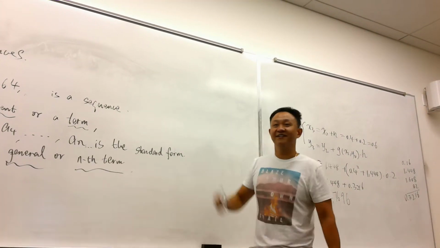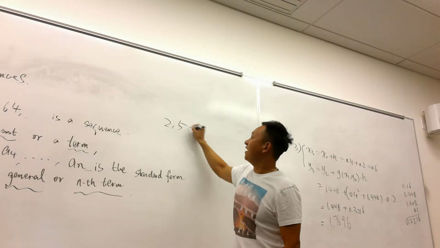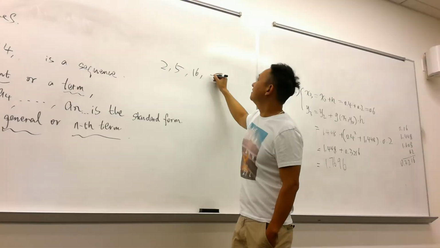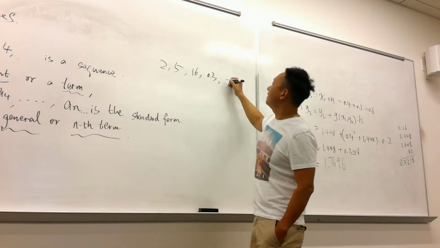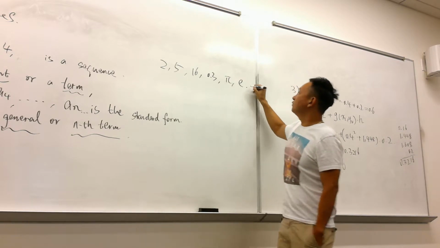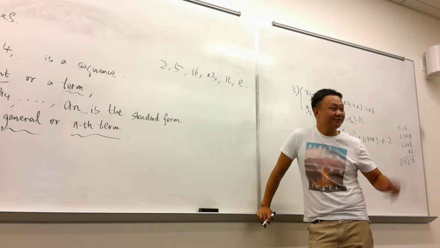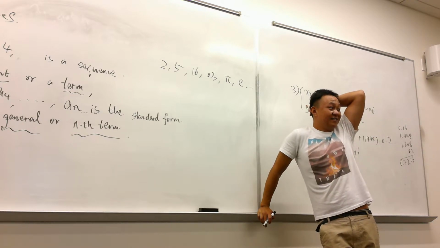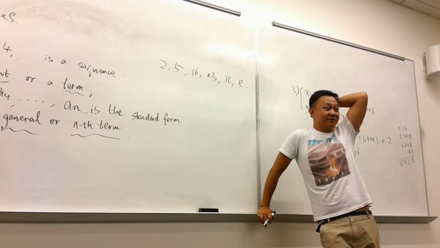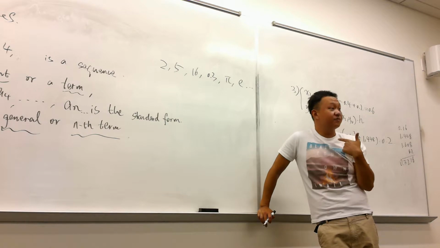Guys, let's play another game. 2, 5, 16, 0.3, pi, e. What's the next number? Yeah, that's a good try, guys. You know what, I have no idea what the next number is, okay? Not every sequence has a pattern. So this we still call a sequence.